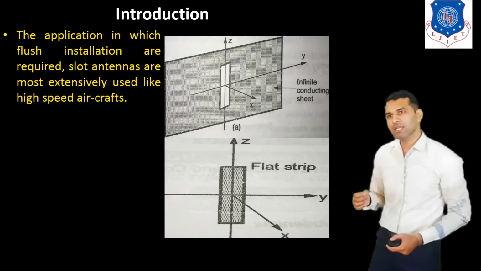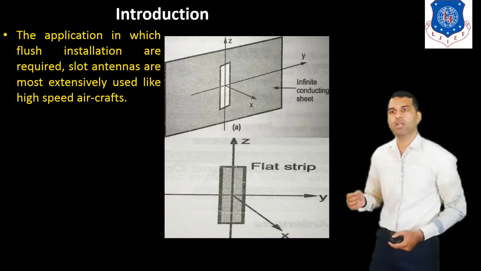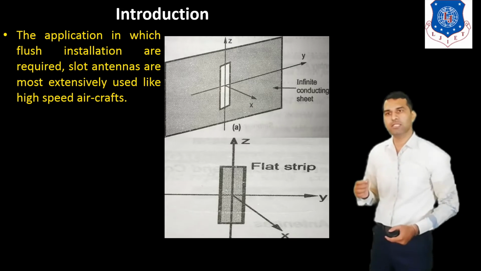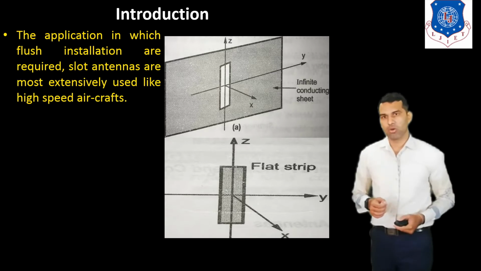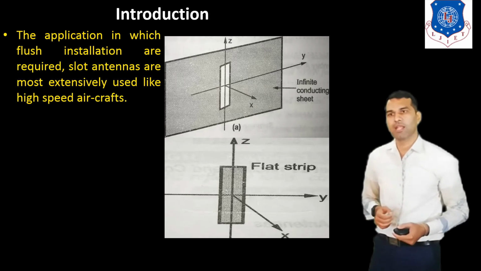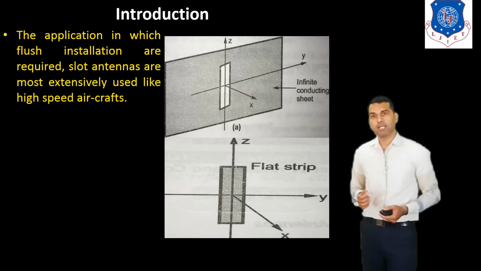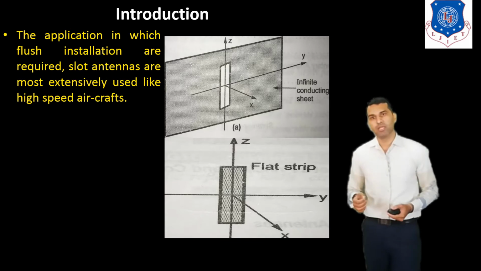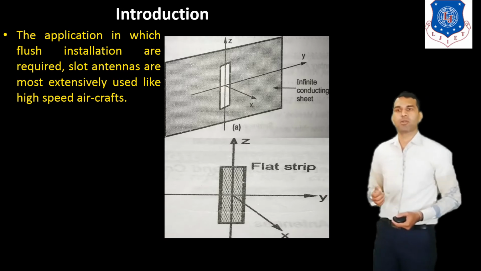In applications in which flush installation is required, slot antennas are most extensively used, like in a high-speed aircraft. So in applications where we require flush installation, we use this slot antenna. We can see the example of this aircraft.